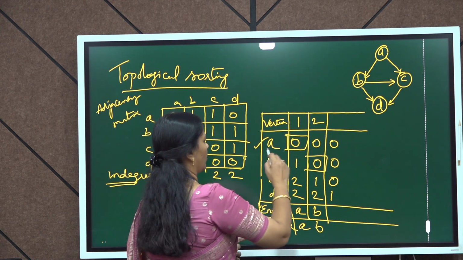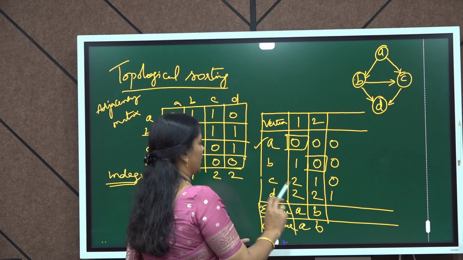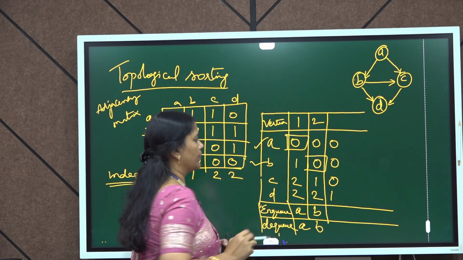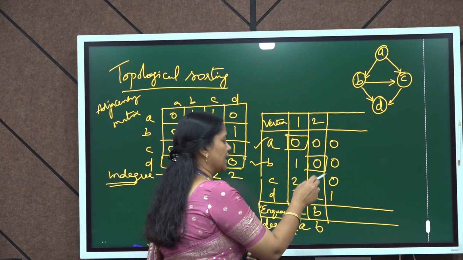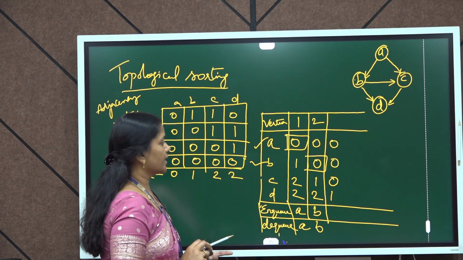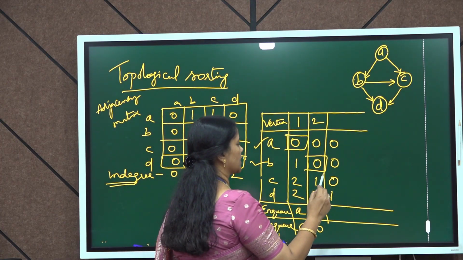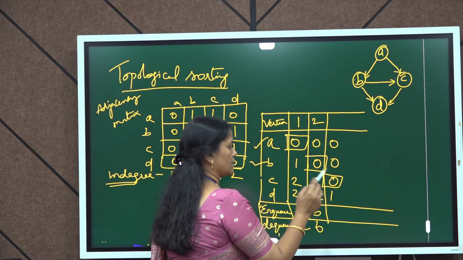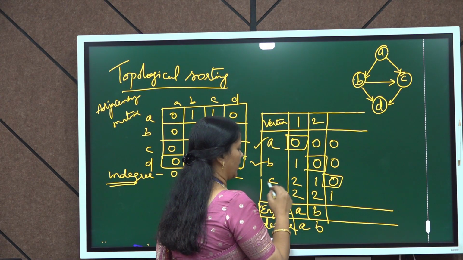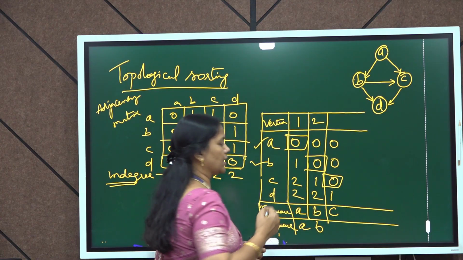A has been NQ'd and DQ'd and B is also done. My next step: the remaining 2 vertices are C and D. Among C and D, which vertex has in degree 0? It is nothing but C. C in degree is 0, D in degree is 1. So, I am going to choose C, mark the vertex C and NQ C.